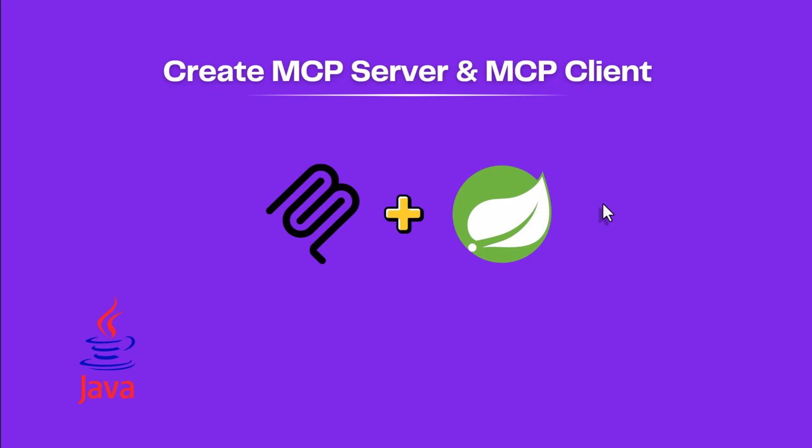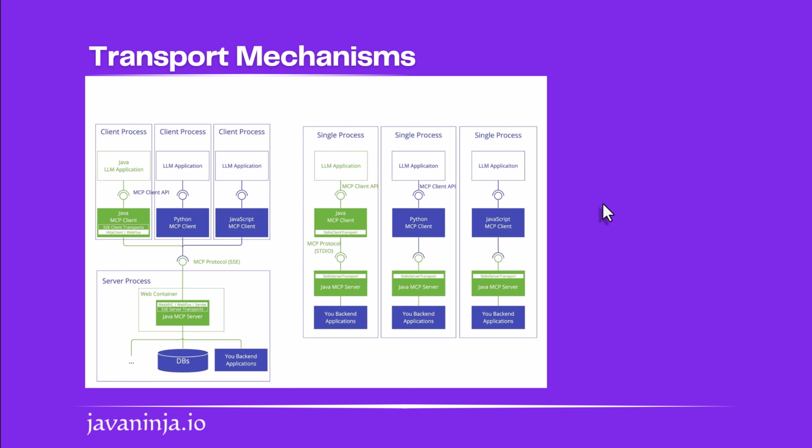Everyone, in this video we are going to create an MCP server and MCP client using Spring AI. As we know by now, the communication between an MCP client and an MCP server happens on the transport layer. There are two ways to do it. First is STDIO, which is on the right. Here, the client invokes the server as part of the same process. Second approach is server sent events. In this, the client makes a remote call to the MCP server.